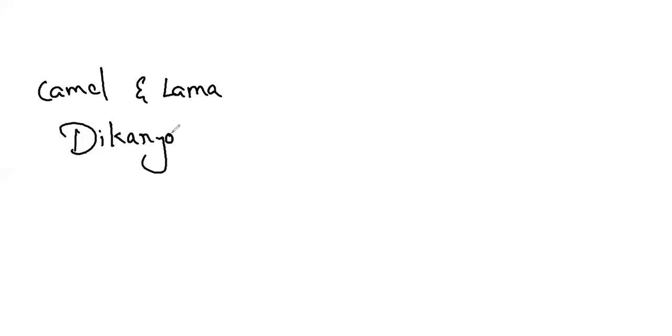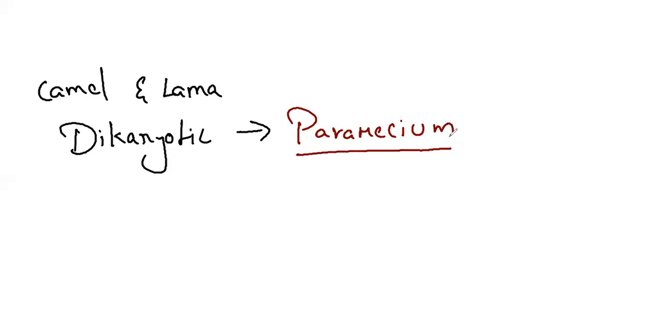Dikaryotic. Very importantly, you will remember regarding paramecium: paramecium is dikaryotic, which consists of a micronucleus as well as a macronucleus. The micronucleus is mainly for reproduction purposes. The macronucleus is for growth, metabolism, and all the functions like movement. So that is the dikaryotic condition. Remember, karyo means nucleus.